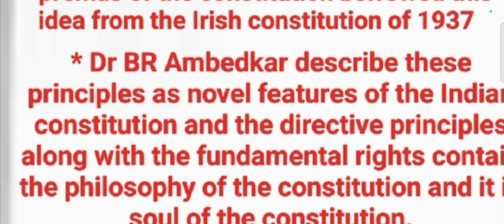So this important Part 4, DPSP, we borrowed from the Irish Constitution of 1937. It means we copied it from the Irish Constitution. Okay, so almost 60 countries' constitutions were referred to write our Indian Constitution, especially important features we adopted from different countries' constitutions.